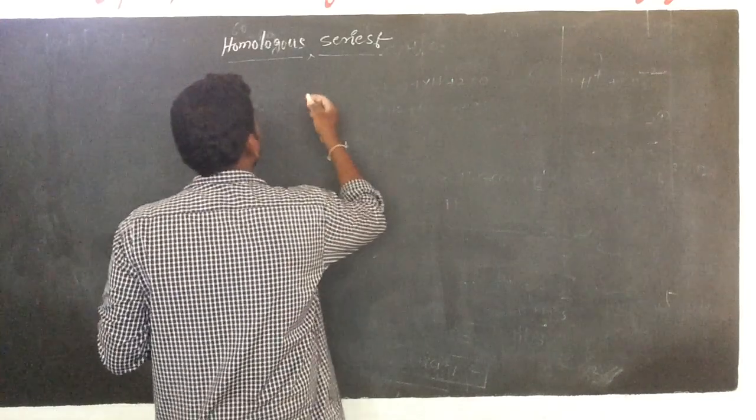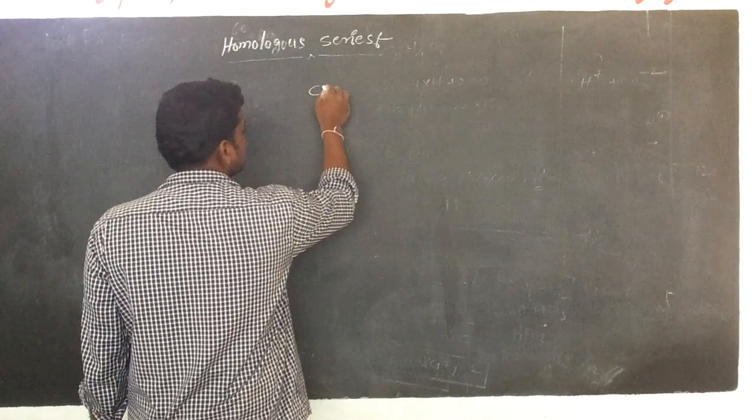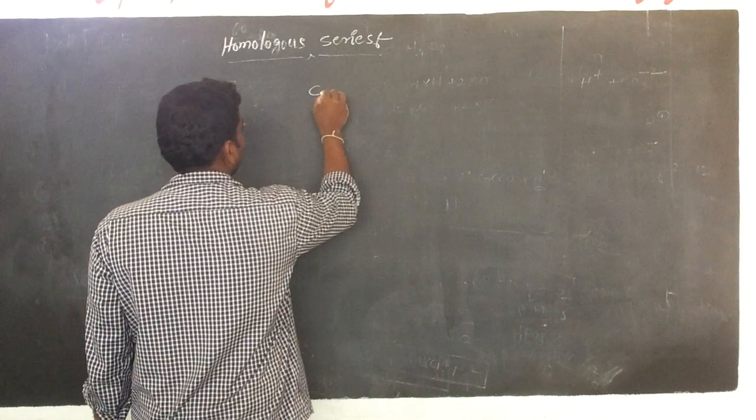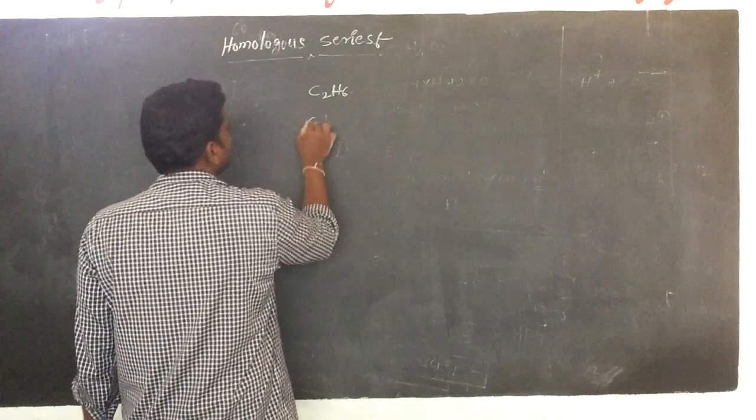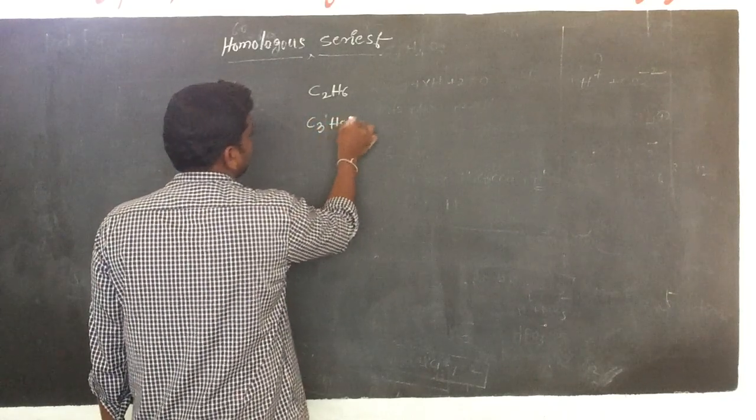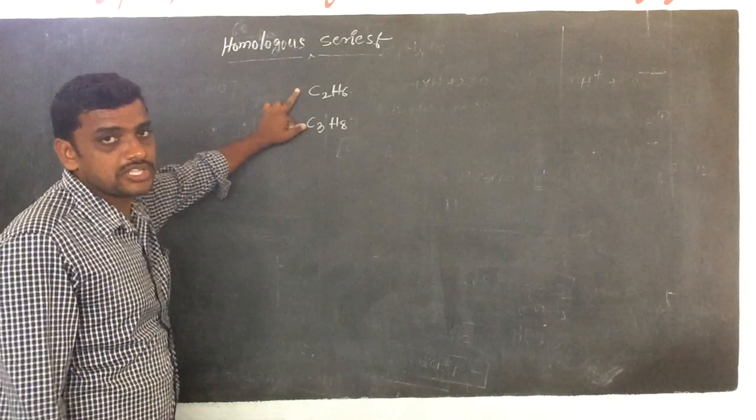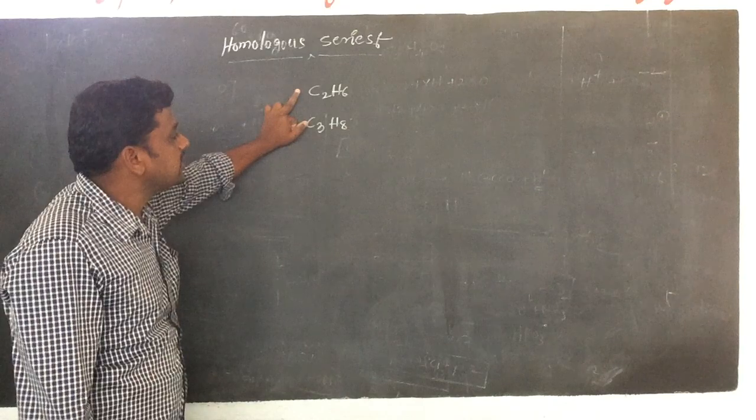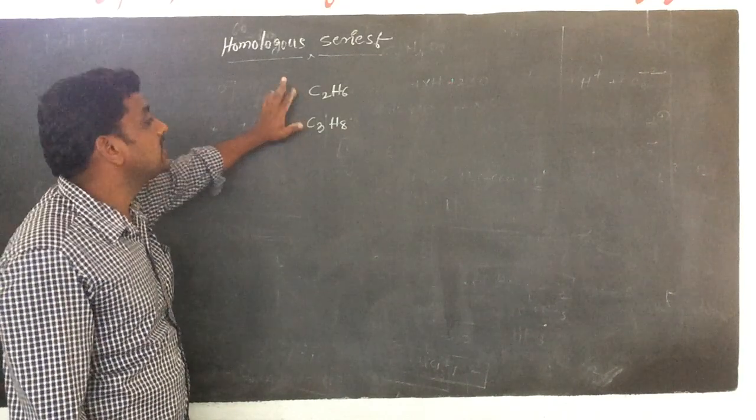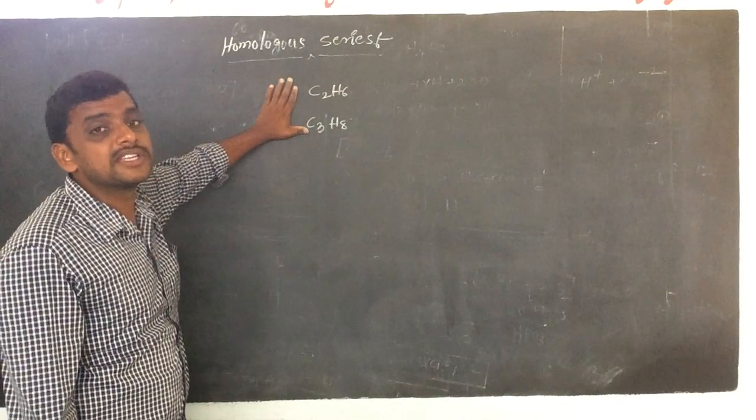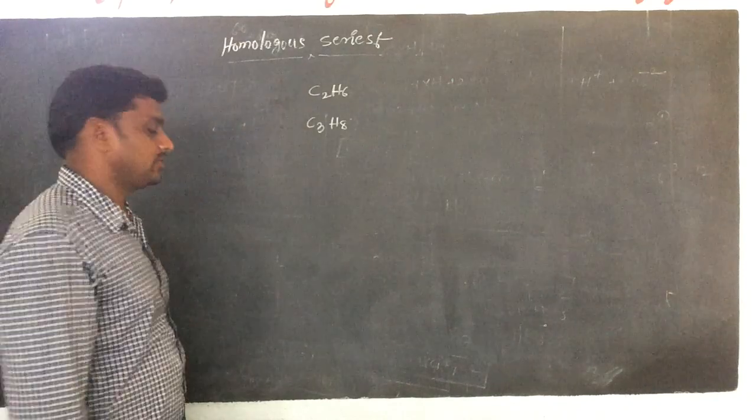For example, for the homologous series of alkanes, you take the alkane, first ethane. The formula of ethane is C2H6. And propane's formula is C3H8. These two are the successive compounds. These two successive compounds differ by a CH2 functional group. That's why these two are homologous series compounds. Have you understood, all of you?